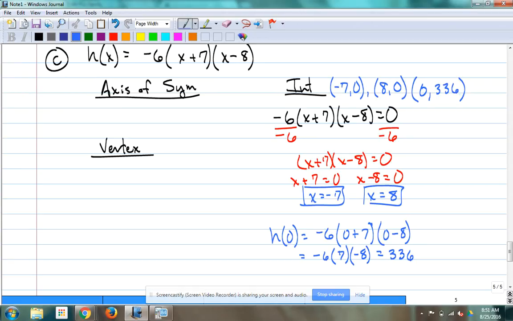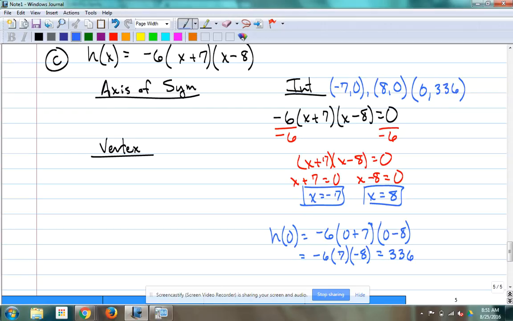All right. That 6 in front really makes this a really skinny parabola. So that's why it goes from -7 on the x-axis up to 0 on the x-axis real fast, and gets up to 336. So that's fun times. All right. So from there, we can get our axis of symmetry and vertex using the m and the n that we have, or the intercepts that we have.